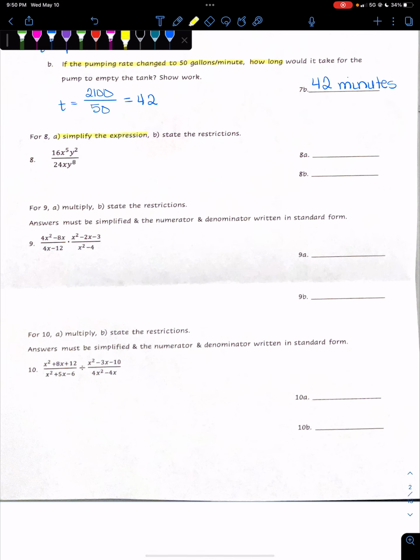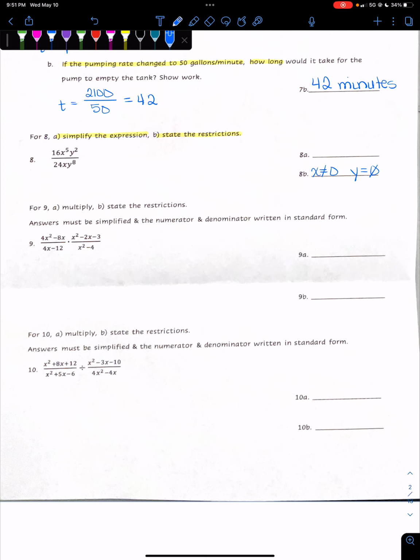Simplify the expression, state the restriction. So we've got to state those excluded values as well. Now, since there's only one term, I'm going to go ahead and get started with stating the excluded values now so I don't forget anything when I start reducing stuff. So I have the variables x and y in the denominator. So x cannot equal 0 and y cannot equal 0. Since it's only multiplication happening, anything times 0 will always be 0.